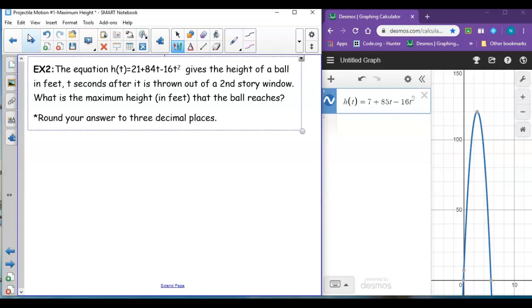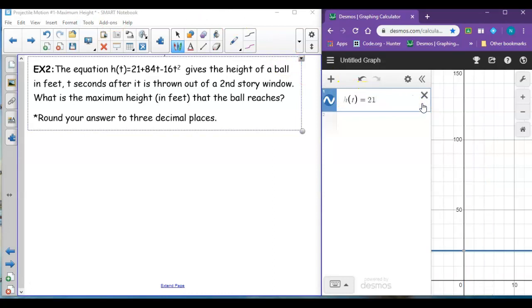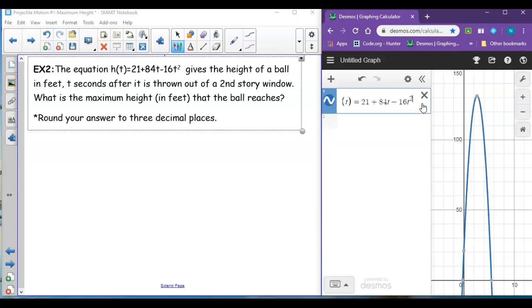So they give you the equation that gives the height of a ball in feet t seconds after it's thrown out of a second-story window. What is the maximum height in feet that the ball reaches? So all I'm going to do is go over here and type in that equation. So I've got 21 plus 84t minus 16t squared.